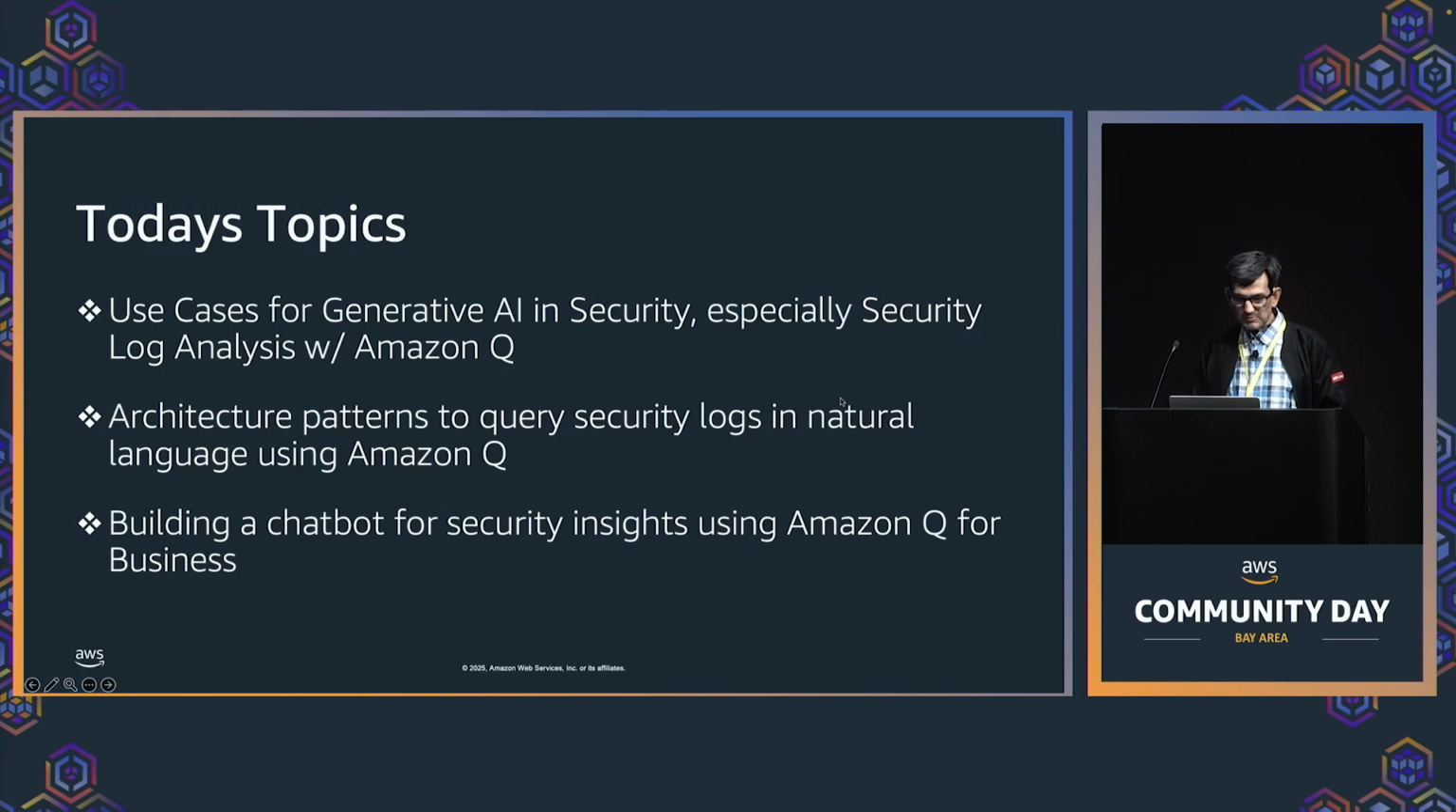The three primary topics we'll touch on: the primary use cases that our customers are using generative AI for in security, and especially how you can leverage it to simplify how your engineers and developers are sifting through logs for insights and executive summaries. Then Sandeep is going to talk about architectural patterns to query security logs in natural language using Amazon Q. And then we will touch base on a business application, building a chatbot for securing insights using Amazon Q Business.